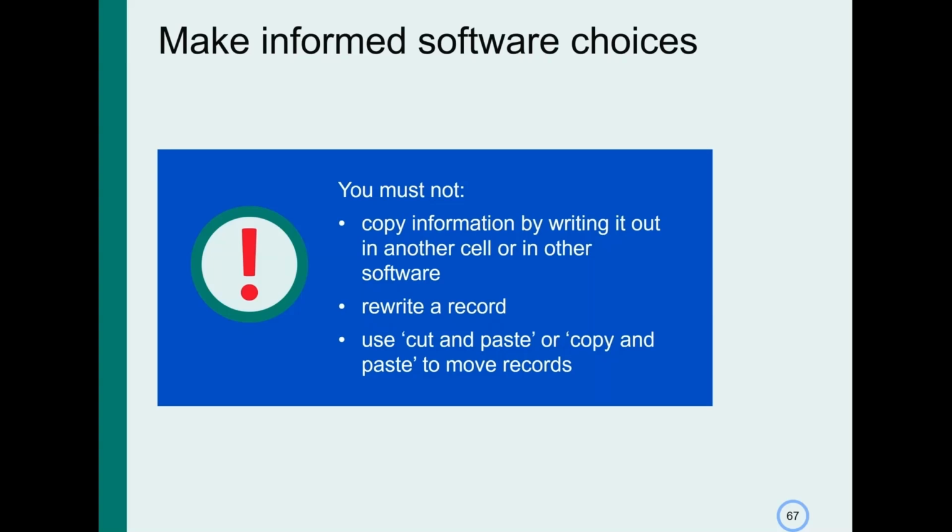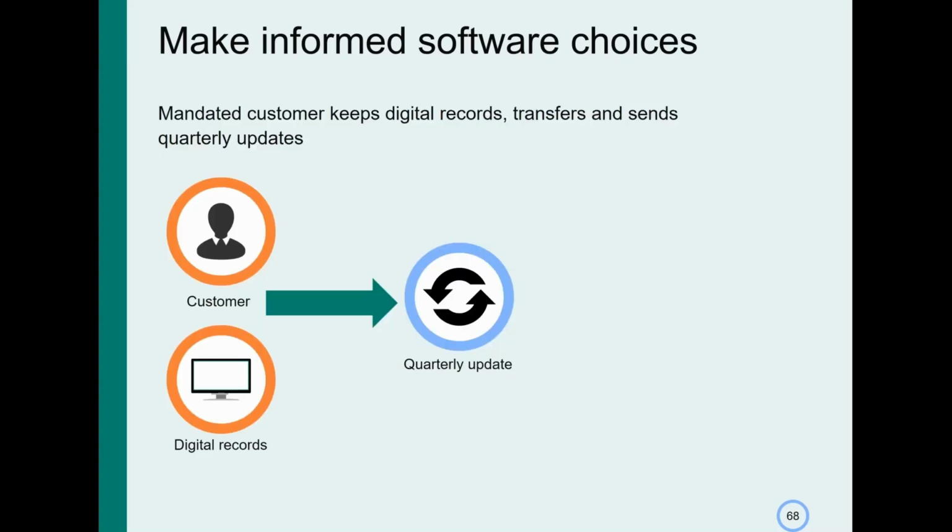We will now talk through some examples of digital record keeping and multiple software products. Here we see that a mandated customer has MTD compatible software and is using it to create and store the digital records. At the end of each quarter, they use the compatible software to send the quarterly update. This can potentially be a couple of clicks.